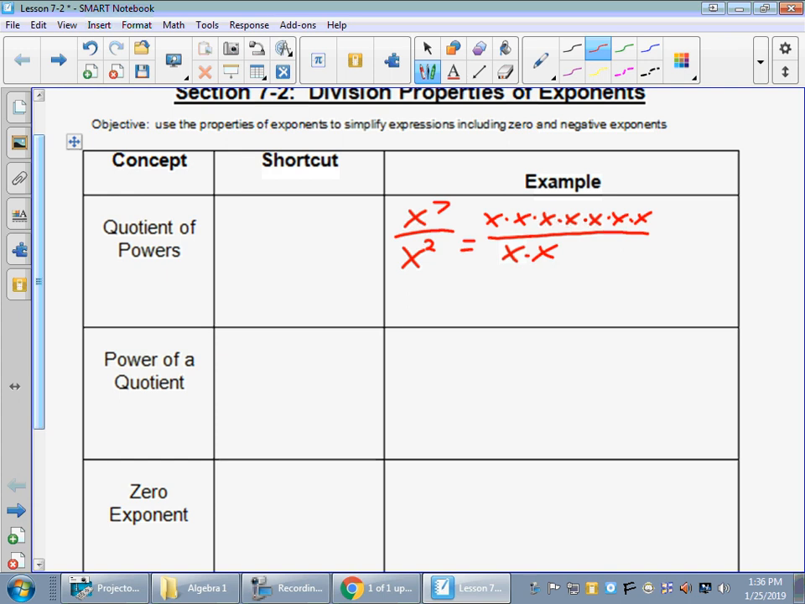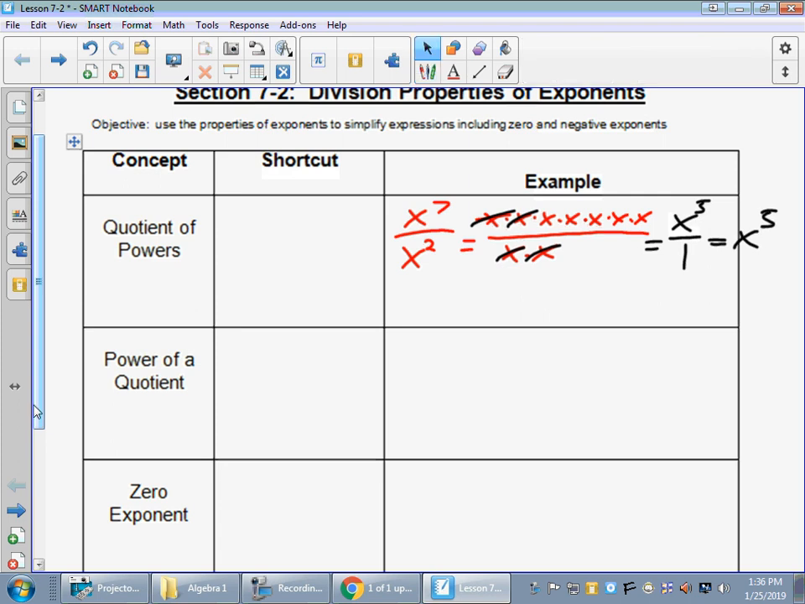Well, what would end up happening is that 2 of these would cancel each other out. This one would cancel with this one, and this one with this one. So what do we have left? On the bottom, we've got just a 1, right? Because there's nothing left. It doesn't go to 0, it just cancels to 1. And then on the top, there are 5 x's left, so it'd be x to the 5th power, which we can easily just write as x to the 5th.